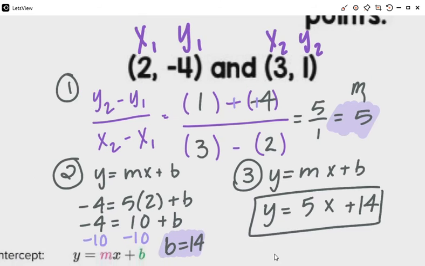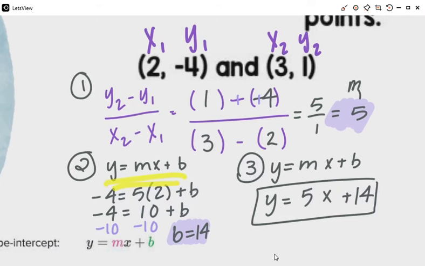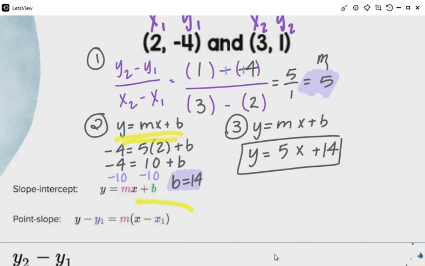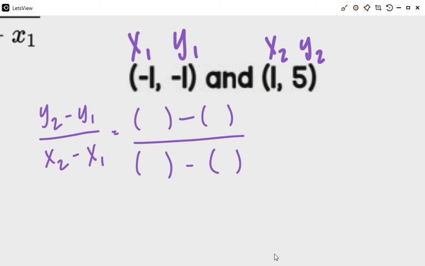Okay. So now we're going to move on to a second example, and instead of using slope-intercept, we're going to use my personal favorite, which is point-slope, because it cuts out the third step. All right, so here we go. Buckle your seatbelts, ladies and gentlemen. For y2, we're going to plug in 5. y1 is -1. x2 is 1, and x1 is -1. Again, these numbers are small enough, let's just do this by hand. These double negatives are going to turn positive.